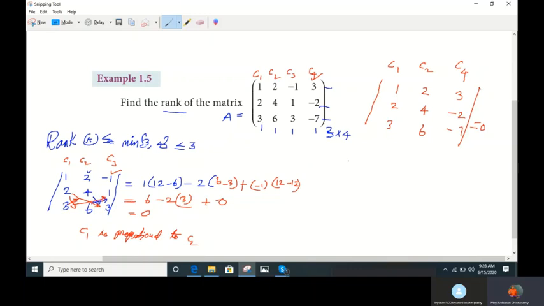Now take the next minor matrix. I did C1, C2, C3. Now instead of C2, I put the remaining ones, and we get another, C1, C3, C4. You can check it. What is C1? 1, 2, 3. What is C3? -1, 1, 3. What is C4? Column 4: 3, -2, -7.